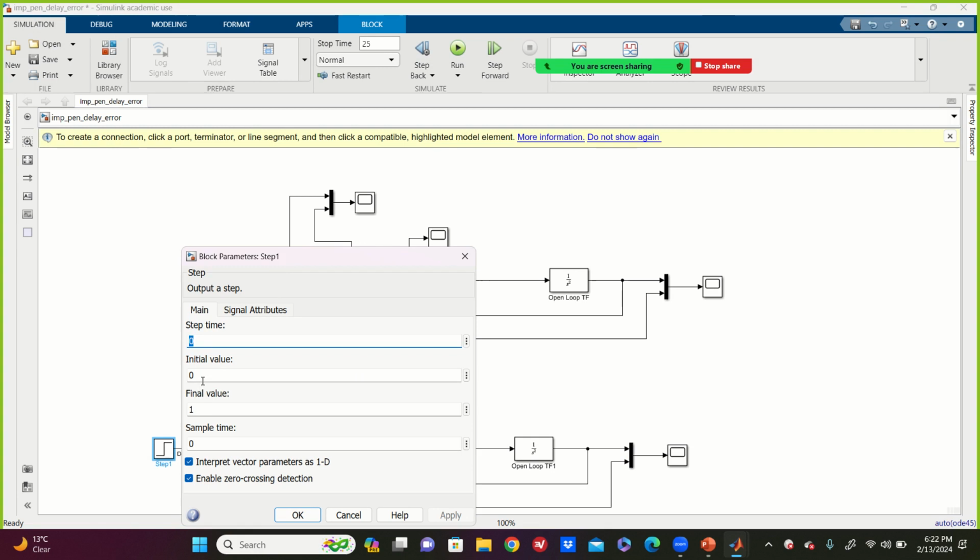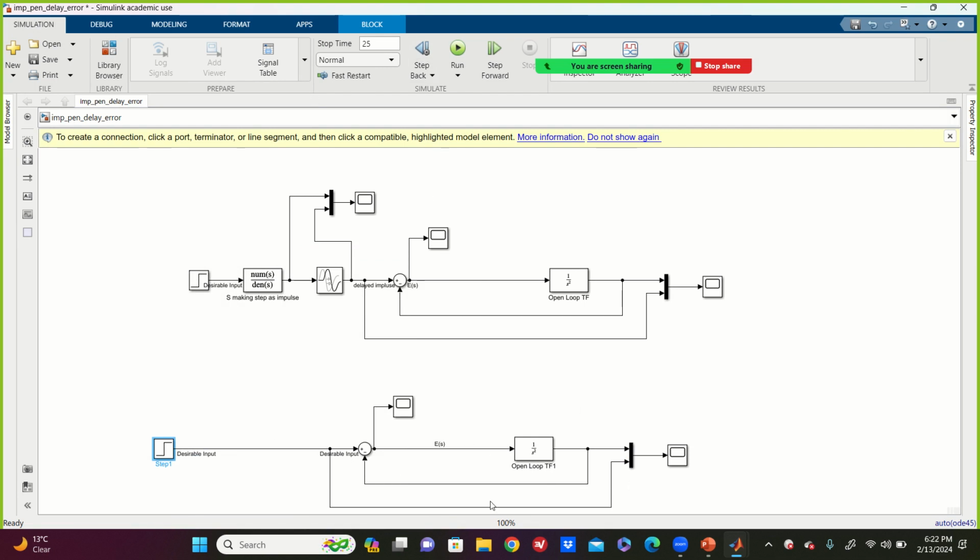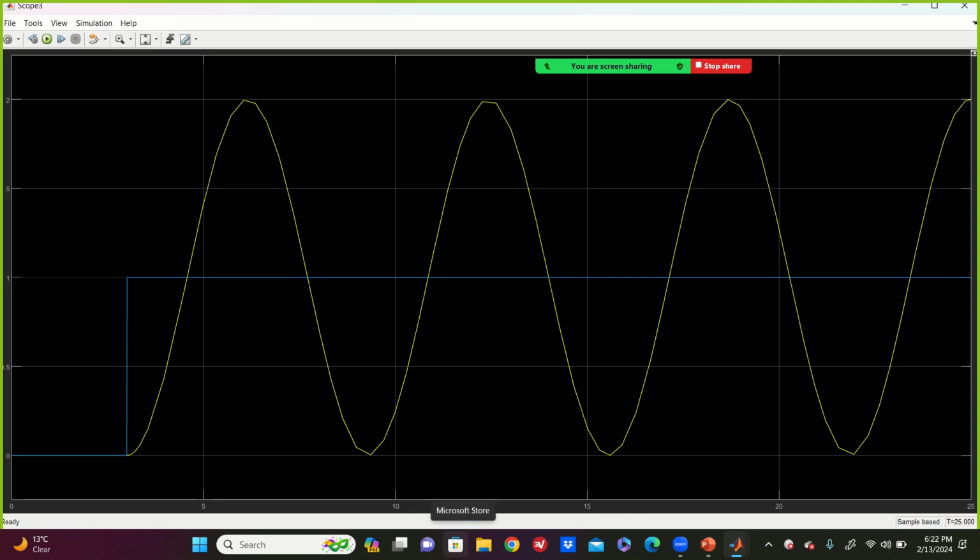Double click on this. Step time is starting at 3. It's much simpler. This is the same system. And here we go. Is it delayed at 3? This is input, the blue line, and the output is the yellow line, and the system is marginally stable. Obviously, you have an error signal. You can fix it by a controller. I change the input, and now you see the output is a marginally stable system.